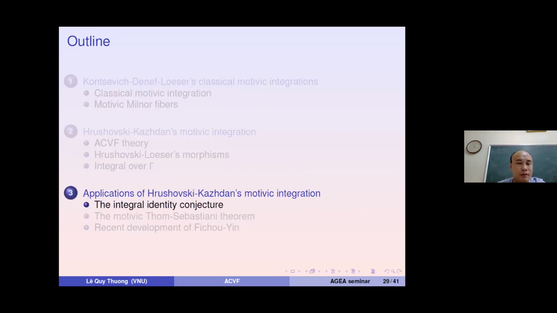Now, in the following, I mention some applications of Hrushovski-Kazhdan motivic integration, mainly using the methods of Hrushovski-Loeser, especially the morphisms SL and SLN. First, a proof of the integral identity conjecture for regular functions.